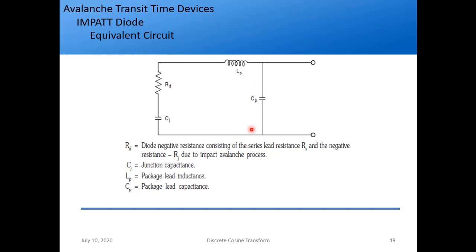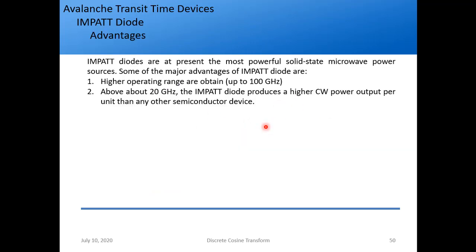So the advantages: it has a higher operating range, up to 3 to 100 gigahertz, and above 20 gigahertz the impact diode produces a higher continuous wave output power. CW is continuous wave power, which means it gives a continuous wave output power. The power is not decreasing in between, so it will continuously give a high output power above 20 gigahertz.